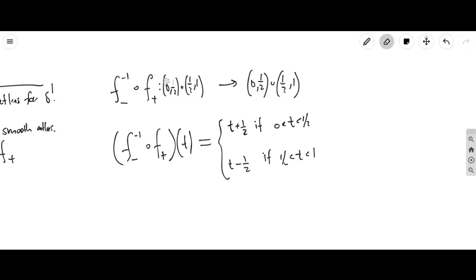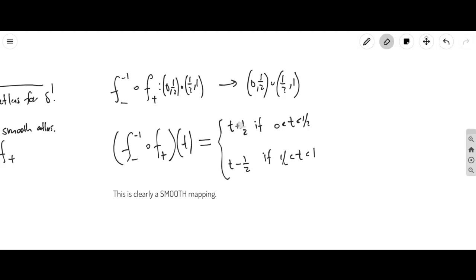So if you're located in this interval, you get mapped over to this one, and if you're located in that one, you're going to shift back by subtracting away 1/2, and then you'll end up in this one. So this is what the composition is, and this is clearly a smooth mapping. Okay, if you're concerned about piecewise conditions, there's no problem whatsoever because these are open conditions. It's not like we're saying for t less than or equal to 1/2, right? We're not saying that. These are open intervals. So on this entire open interval, this is a smooth function.